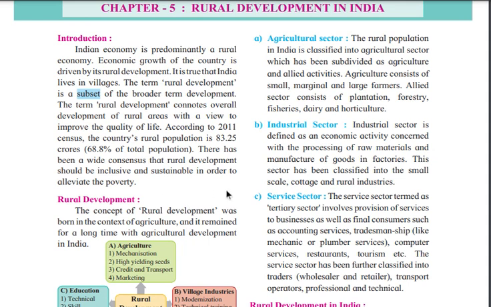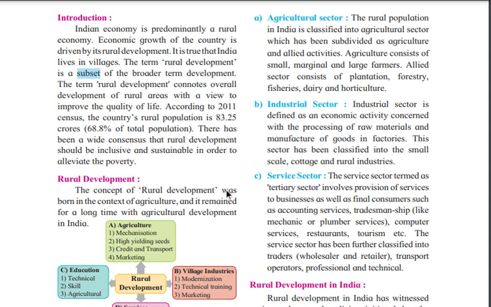So the second sector is nothing but your industrial sector. Whenever we focus on industries, it is related to factories. So the industrial sector should be developed in rural areas. How? The industrial sector is defined as the economic activity concerned with the processing of raw materials and manufacturing of goods. Simply, industrial sectors are those where whichever raw materials are there, they are finished in the factories, okay. And this sector has been classified into small scale, cottage and rural industries.